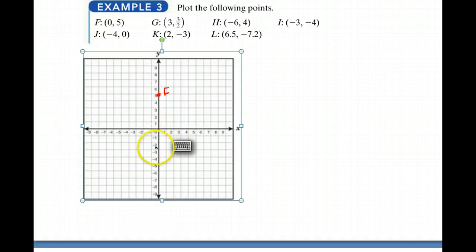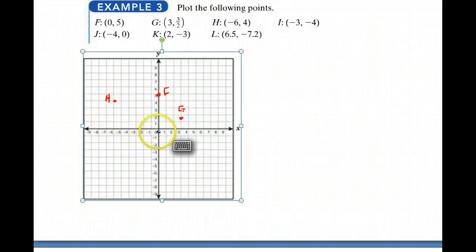For point G, our y-coordinate is 3, or excuse me, our x-coordinate is 3, so we're going to move over to the 3. Our y-coordinate is 3/2, so it's best to think of that as 1.5. So I'm going to put my point at 1.5 and label that as G. For letter H, we have negative 6/4, so we're going to move to the left 6 and up 4 and label that as H.